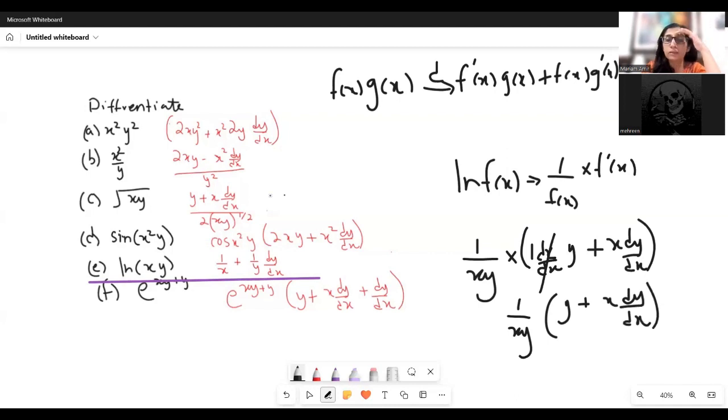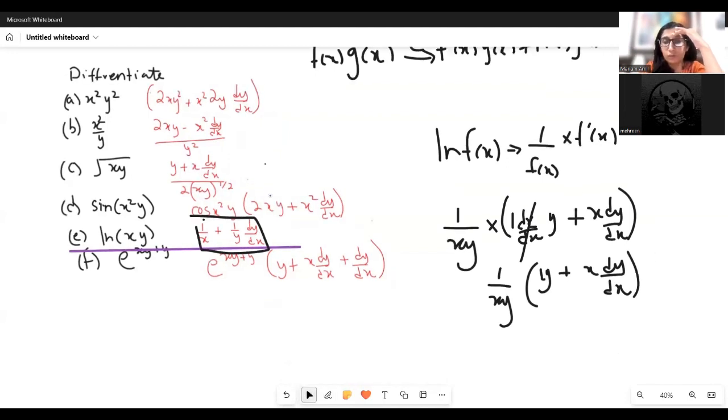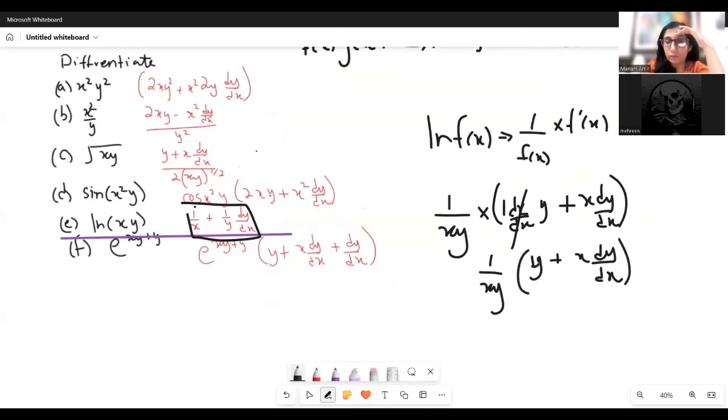And if you expand this further, if you expand this bracket, you will get this. Because the first term is y, which cancels with the y in the denominator, so you get 1 over x. Plus the second term is x. When you multiply 1 over xy with it, the x's get cancelled and you get 1 over y dy over dx. So that's how you get that.